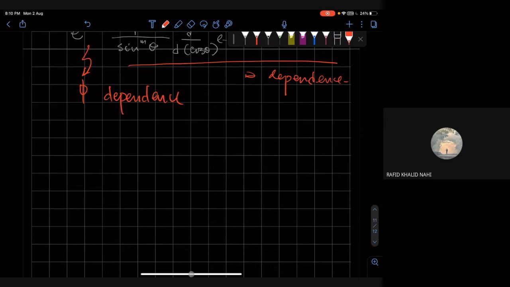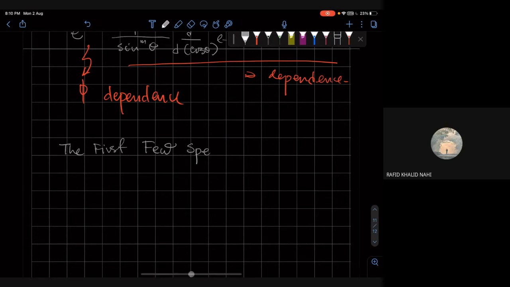Let's look at the first few spherical harmonics. And at some point, I will show you pictures, maybe even today. So I'm going to divide them into groups.